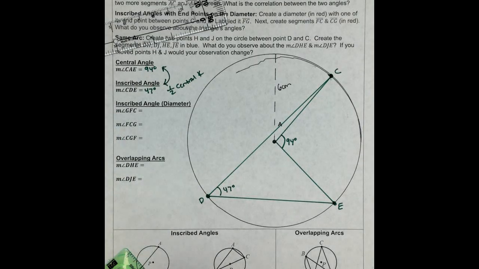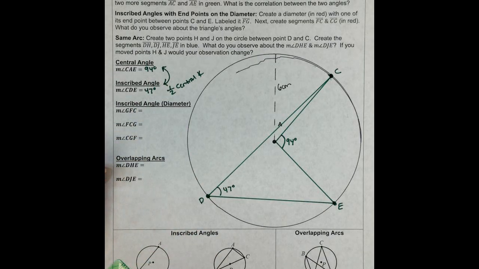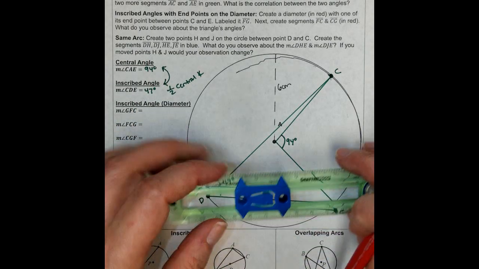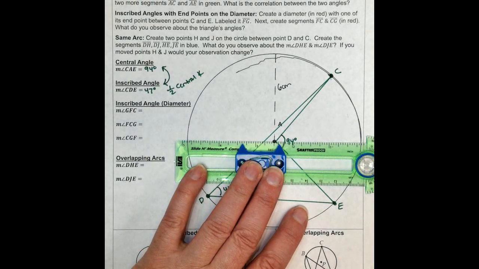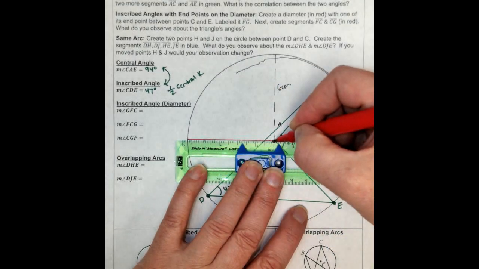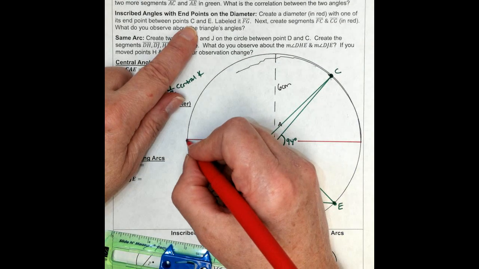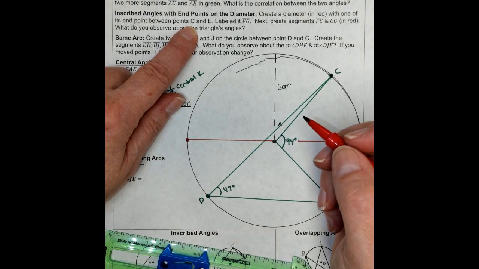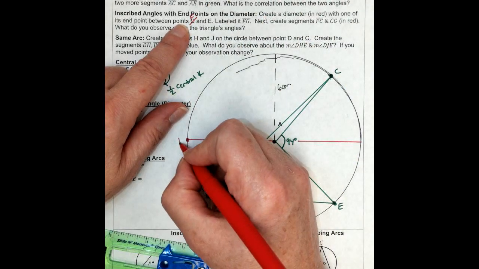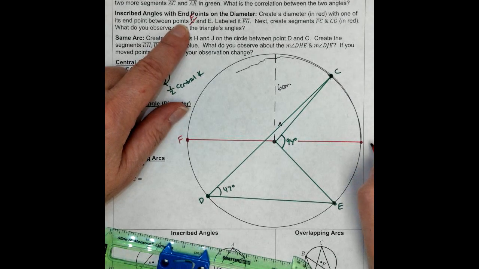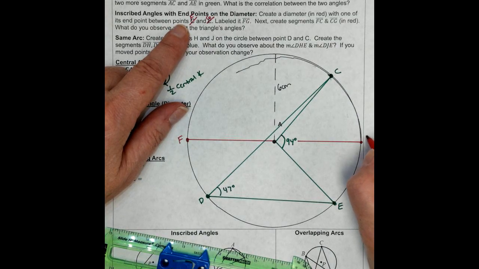Alright, so now we're going to draw a new one. Now we're going to do an inscribed angle where I'm using a diameter. So I'm going to create a diameter in red. Here we go. And I'm going to label the points C and E. That's not right. It should be F, kiddos. It should be F and G. So F and G here.